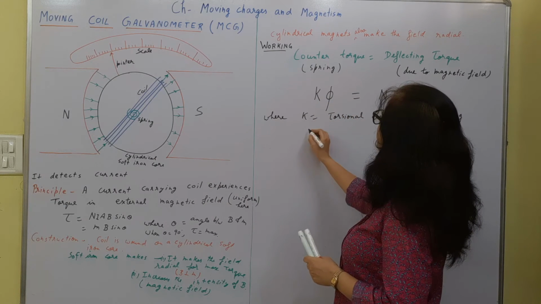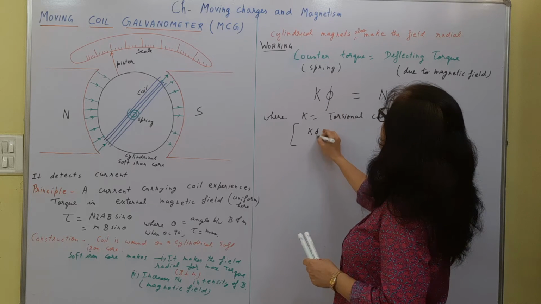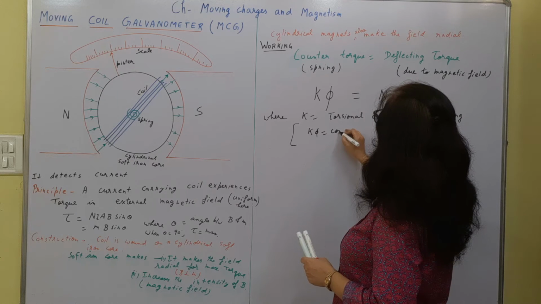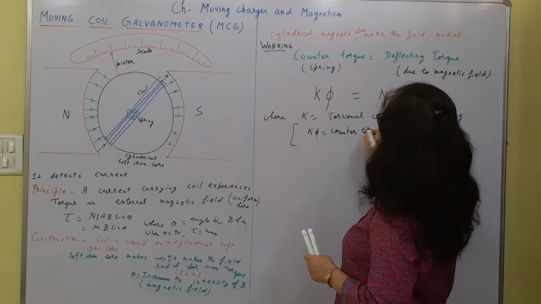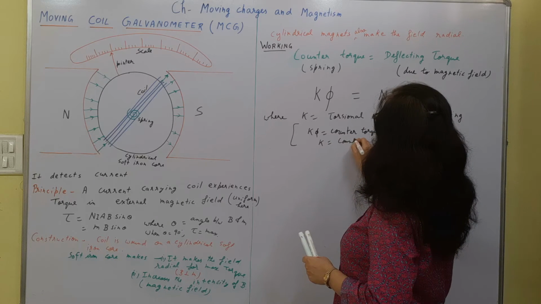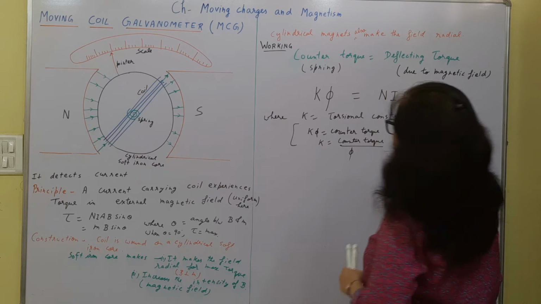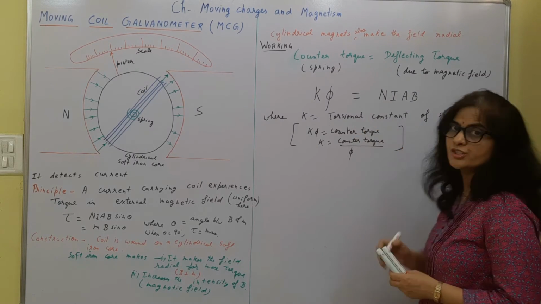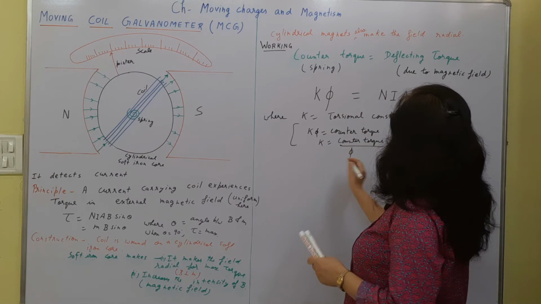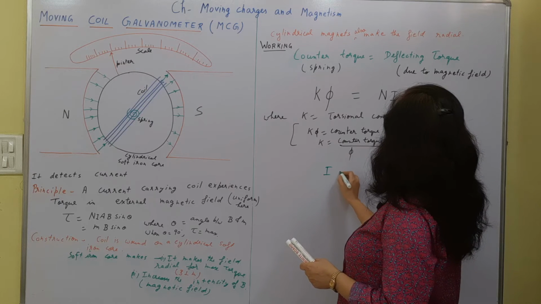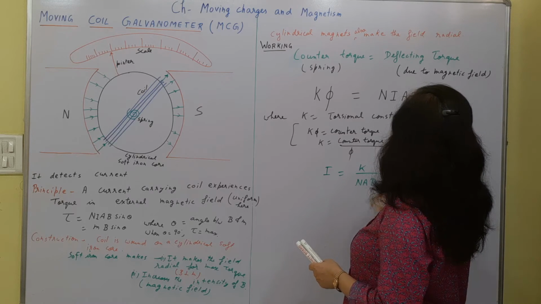Because we know that this is deflecting torque, this is counter torque. So K phi is counter torque. So this can also be called counter torque per unit deflection. This is called the torsional constant of a spring. So from this expression we can write I is equal to K upon NAB into phi.